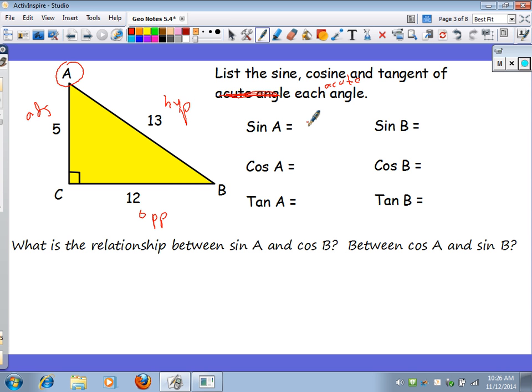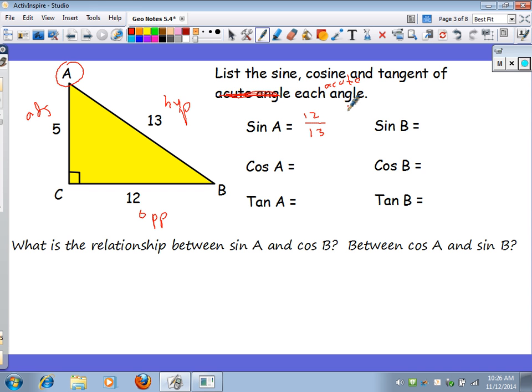So what numbers would I put here for the sine of A? Opposite side is 12. Adjacent side is, not adjacent, I'm sorry, hypotenuse is 13. So that fraction would be 12/13. So the sine would be opposite over hypotenuse, which would be 12/13.